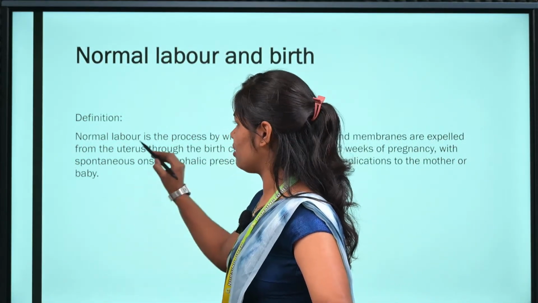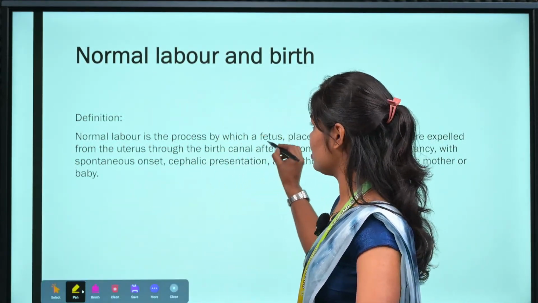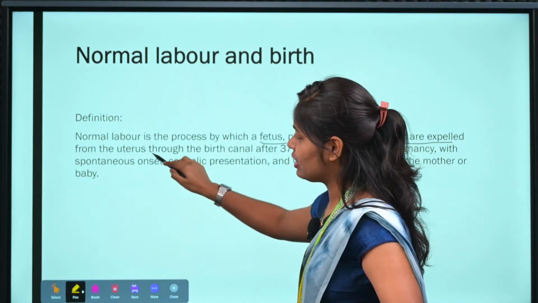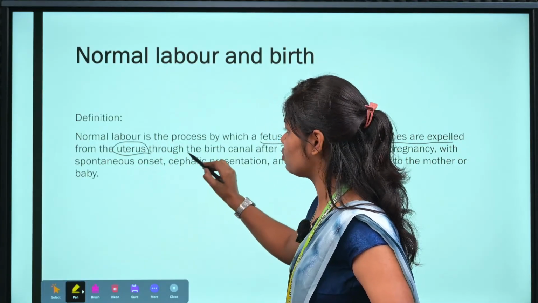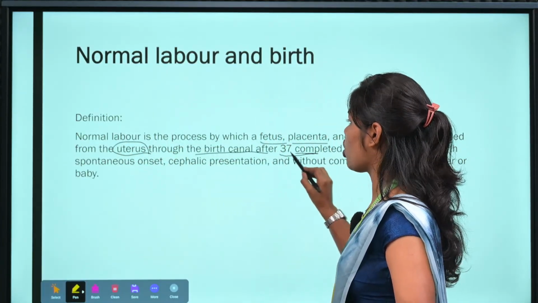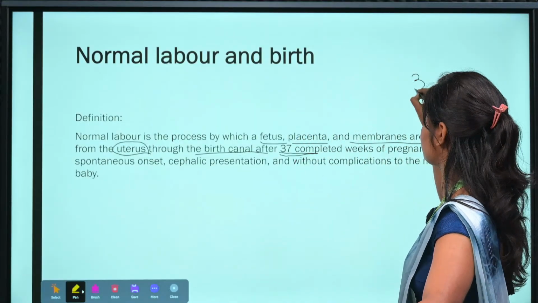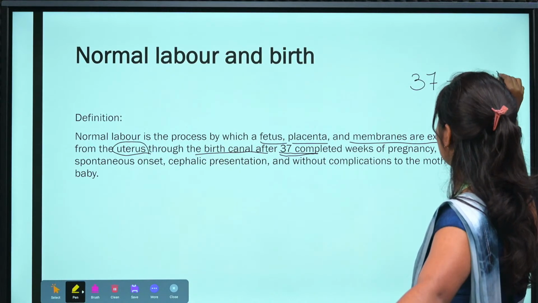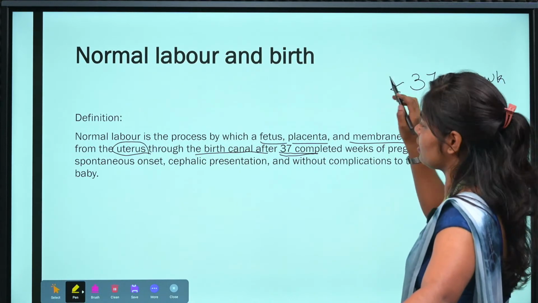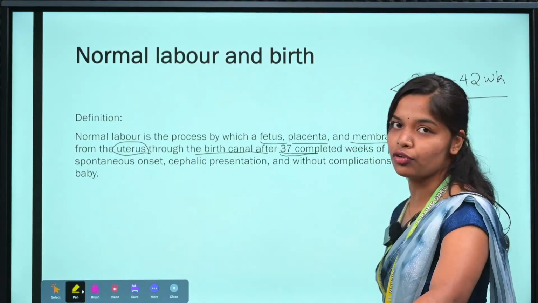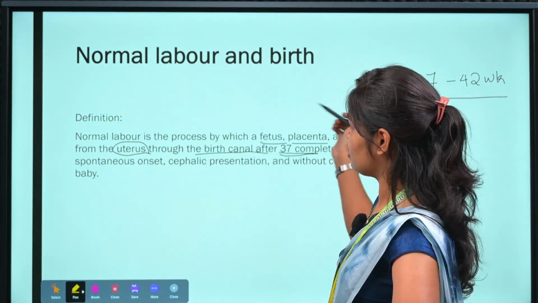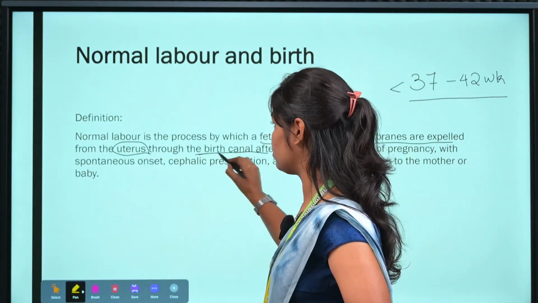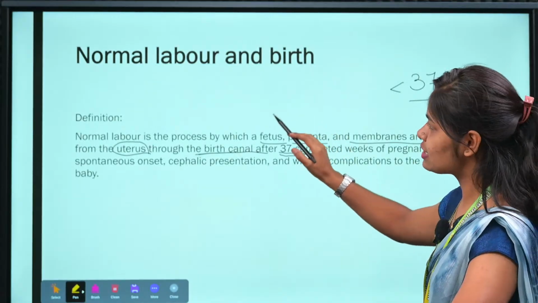Normal labor is the process in which the fetus, placenta and the membranes are expelled. They come out from the uterus through the birth canal after the normal gestation week. The normal gestation week is 37 to 42 weeks. At that time, the fetus, placenta and the membranes are expelled from the uterus through the birth canal. This we will call normal labor.